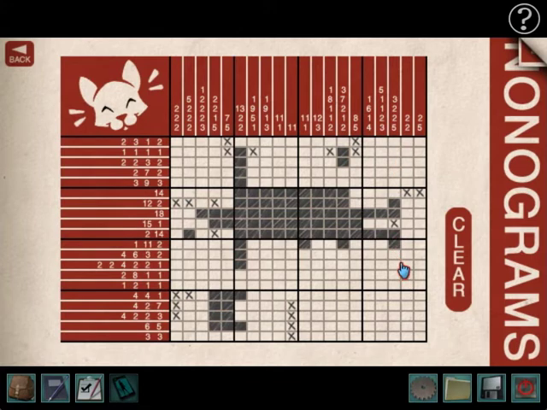I mean, this cannot be a 5 because 3, 2, 2 cannot fit within this, so we can X that out. Okay, so the 2 at the very end has to include this, so we can X this out as well. So now, does that mean that the 2 in this column goes here or here? We don't really know.